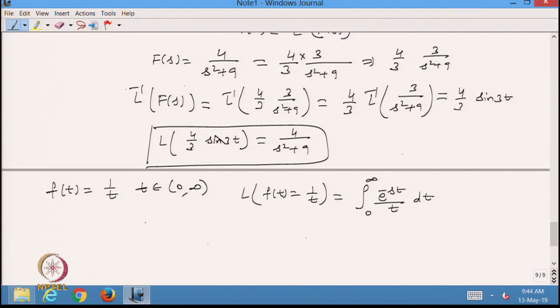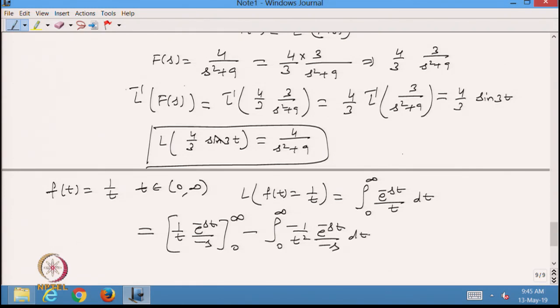So, let us do this one the same way. Let us take 1 by t as the first function and e raised to power minus st over minus s as the second function, from 0 to infinity. What is the differentiation of 1 by t? It will be minus 1 by t square, and then it will be e raised to power minus st over minus s dt.